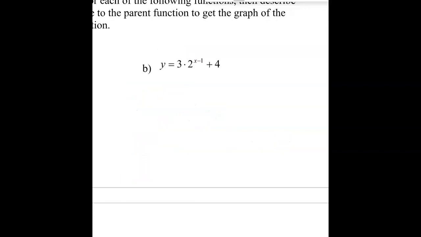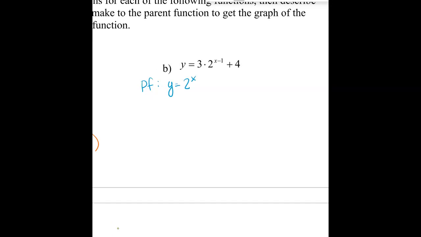On B, same deal. I need to name the parent function, the transformations, and the asymptote. So the parent function again is just y equals b to the x. Well, the only thing that I see attached to that x is that 2. So my parent function should be y equals 2 to the x. That's it. Even though there's an x minus 1 as the exponent, my parent function is still just y equals 2 to the x, because remember that minus 1 is going to be part of our h here in a second. Alright, speaking of h, I need to list out my transformations.